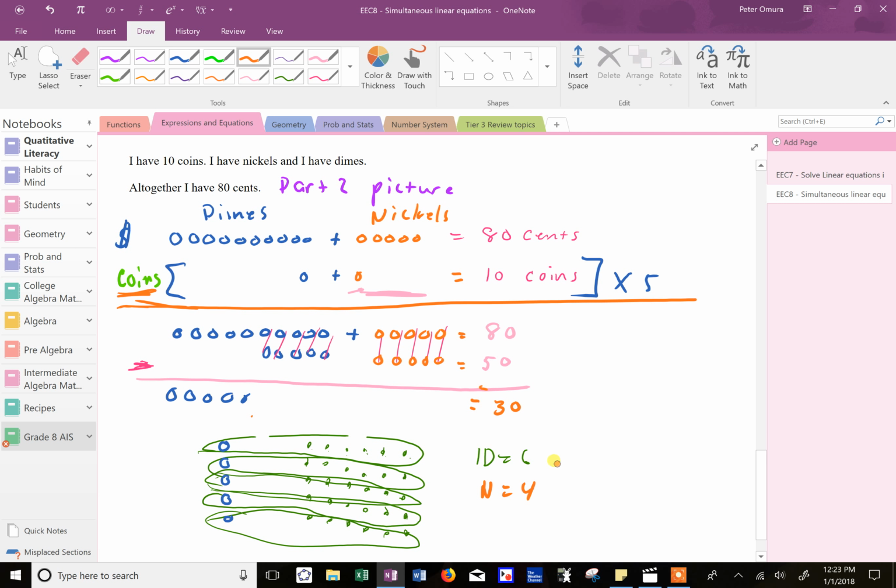Let's see if that makes sense. 6 plus 4 is 10. So this is true. And 6 dimes are worth 60 cents. 4 nickels are worth 20 cents, and 60 plus 20 is 80 cents.